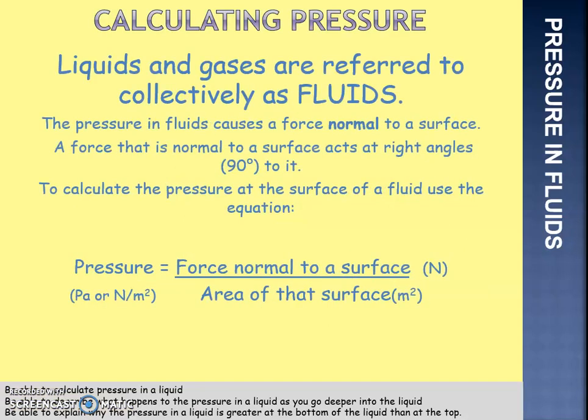Okay, so calculating pressure. Liquids and gases are referred to collectively as fluids. And the pressure in fluids causes a force that's normal to the surface. That means it acts at right angles to it, at 90 degrees to the surface. To calculate the pressure at the surface of a fluid, we use this equation. Pressure equals the force normal to a surface divided by the area of that surface. Pressure is in pascals or newtons per metre squared. Force normal to the surface is in newtons, and the area would be in metres squared.